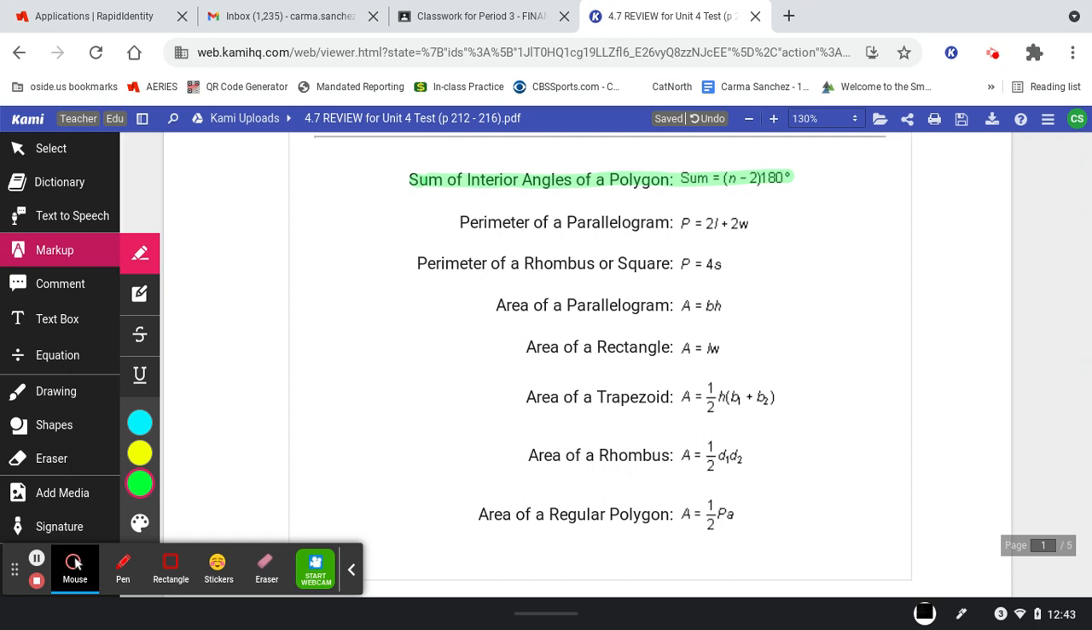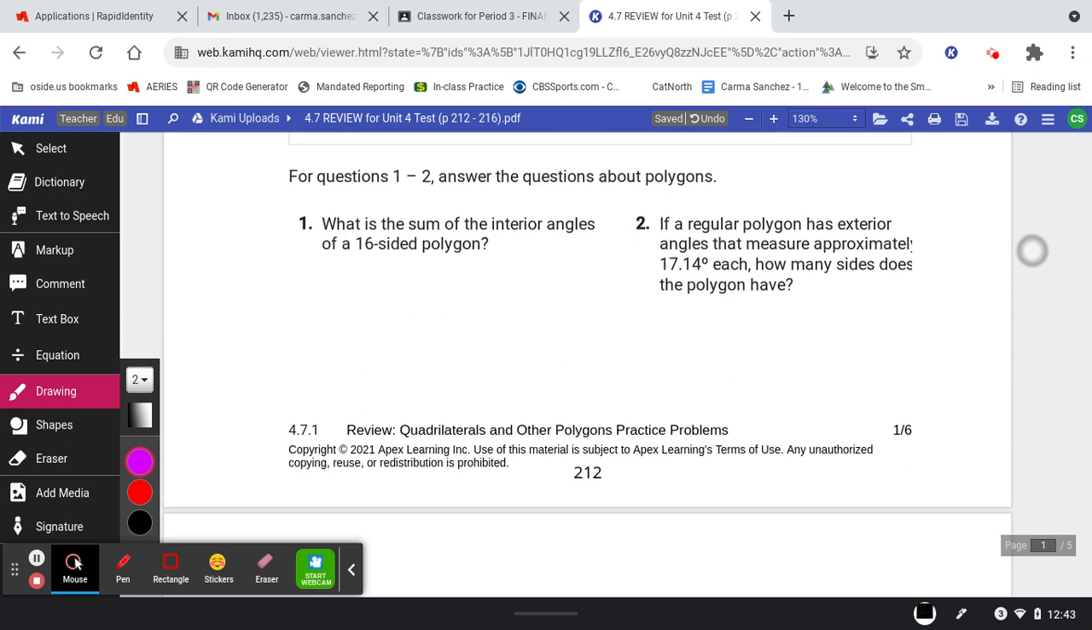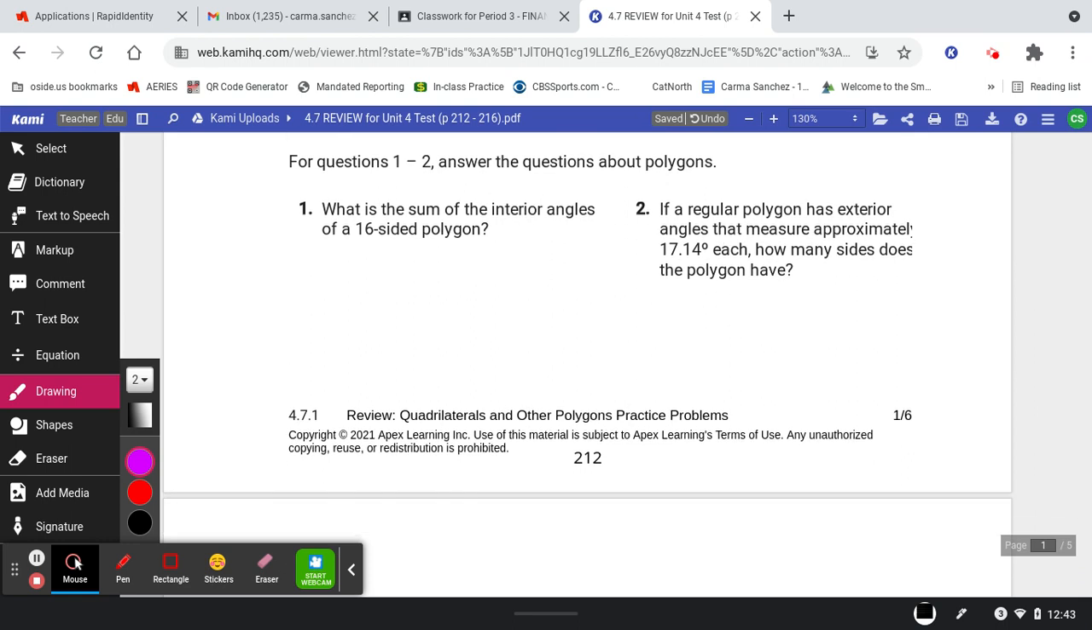area formulas. These are all reviews from middle school math, and they incorporate this into this test as well. So let's go take a look at what some examples are going to look like. So what is the sum of the interior angles of a 16-sided polygon? So again, this is the one I just highlighted.